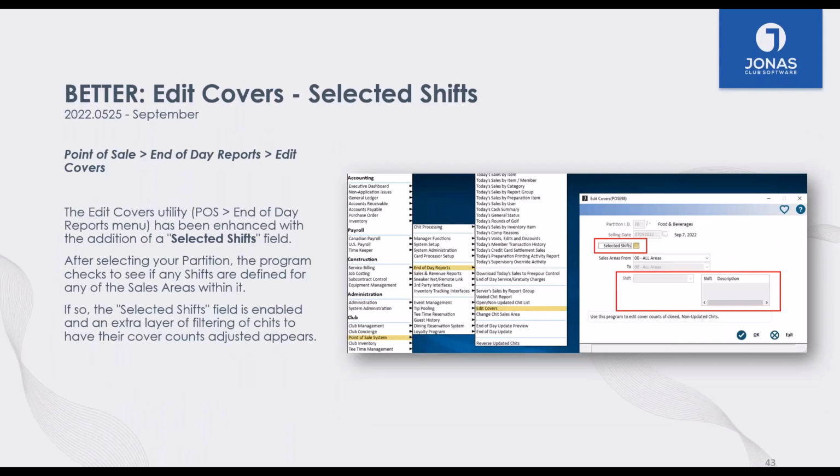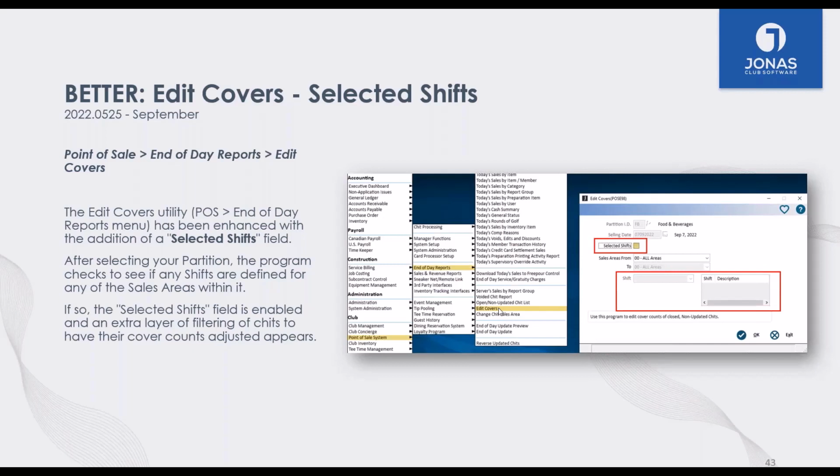In regards to covers in the point of sale, a lot of clubs that I talk to, they do a lot of reports based on cover counts, and average amount per cover, things like that. And normally what I recommend at the end of every day is that food and beverage managers should go into this edit covers program and just double check the amount of covers that you've had for the day, just in case one of your employees makes a typo and types in 11 covers when it should have really just been one cover. Of course, that would throw off your reports big time.